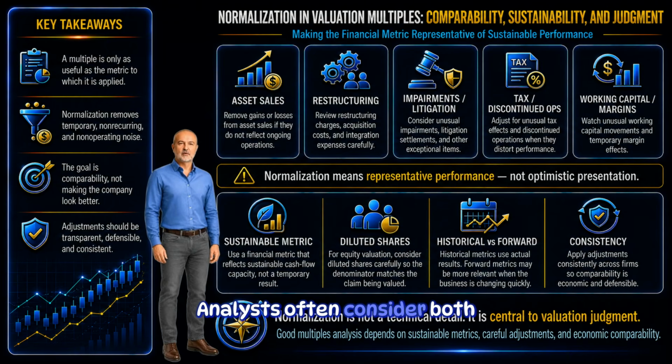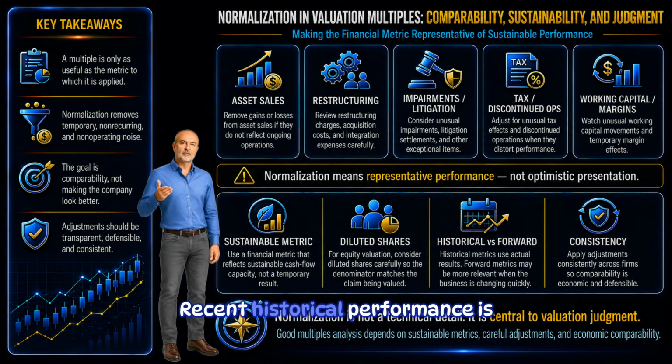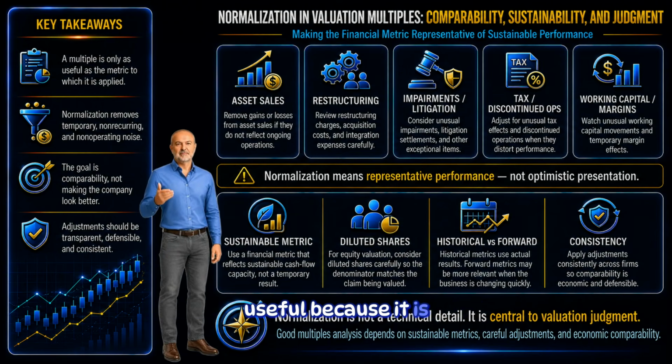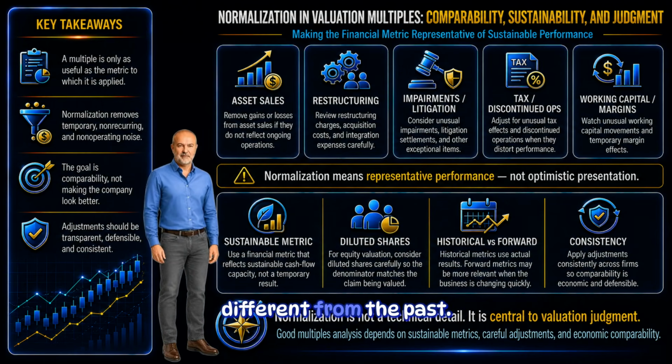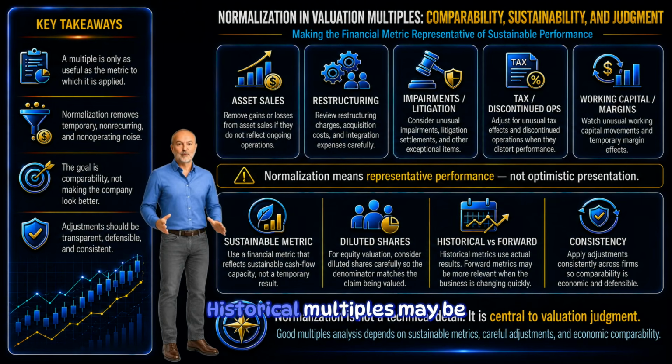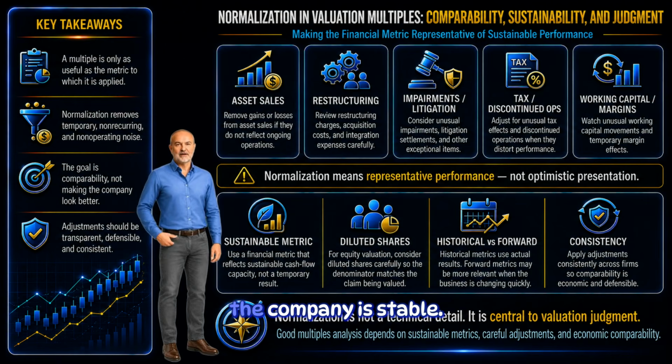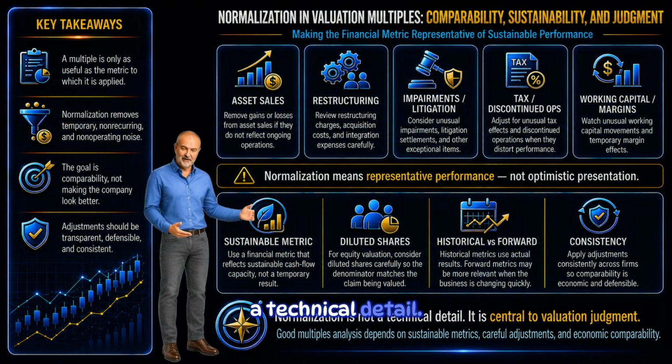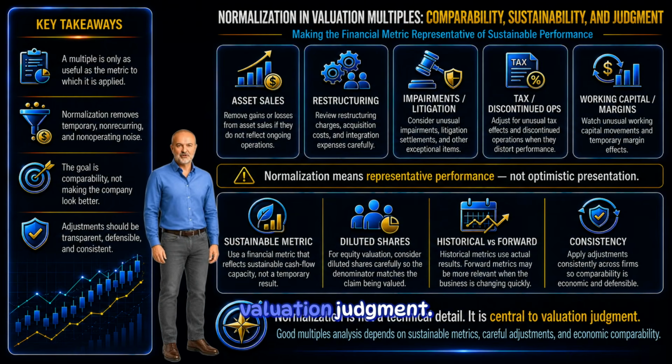Analysts often consider both historical and forward-looking metrics. Recent historical performance is useful because it is based on actual results. Forward-looking metrics may be more relevant when the business is changing quickly, when margins are shifting, or when growth is expected to be very different from the past. Historical multiples may be more reliable when forecasts are uncertain or when the company is stable. So normalization is not a technical detail. It is central to valuation judgment.